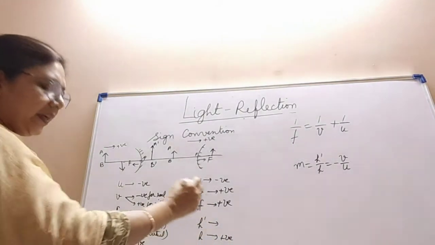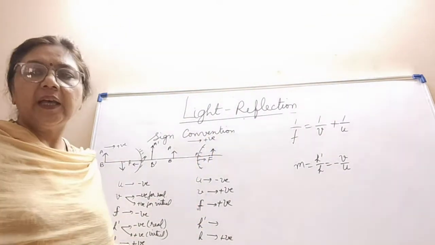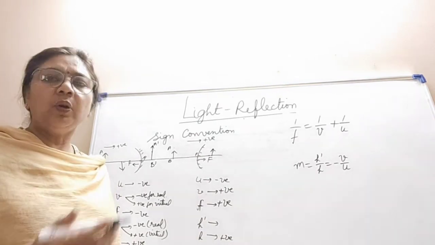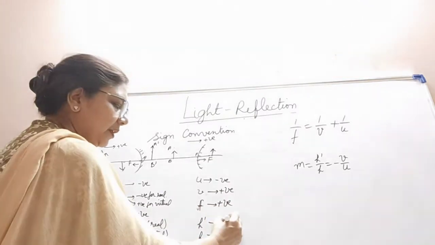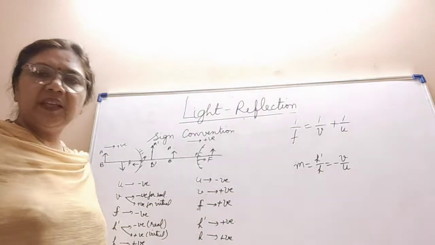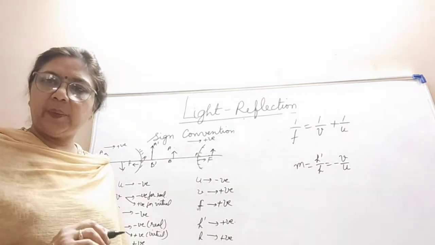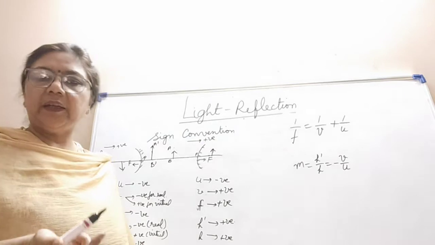Now h dash, we have left h dash here. What is h dash? H dash is the height of the image. Here the image is always virtual, so it will always be above the principal axis, so it will always be positive. Okay, like V is always positive in the case of the convex mirror, h dash will always be positive for the convex mirror, because we always get a virtual and erect image.